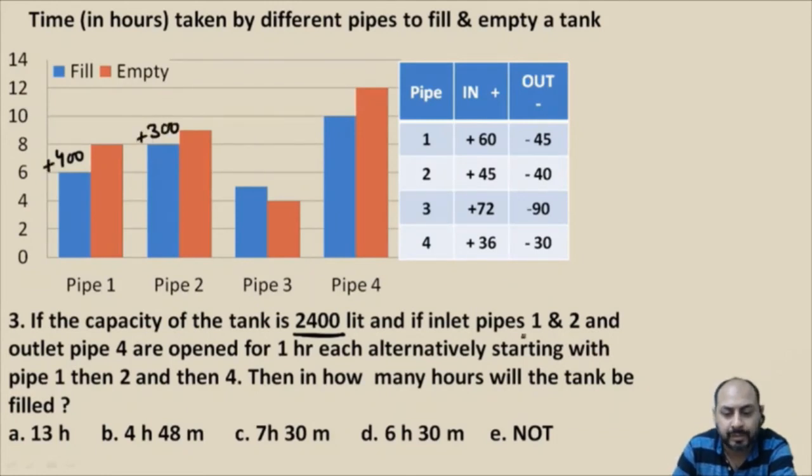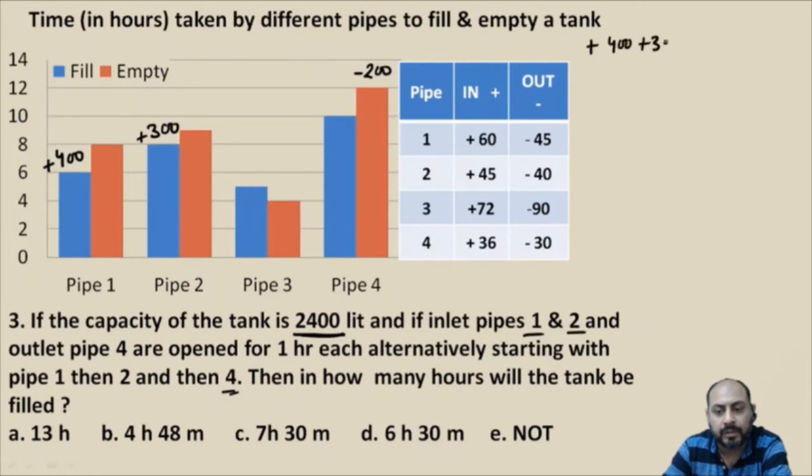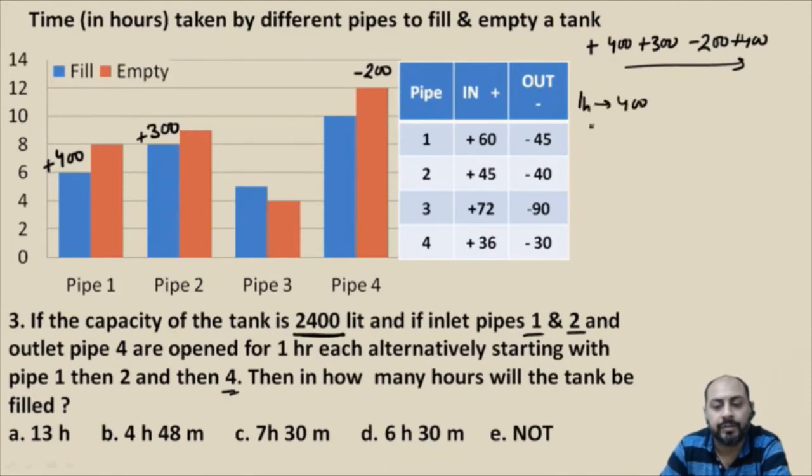And since we're using them as inlet pipes, they'll be adding quantity to the tank, whereas pipe number 4, acting as an outlet pipe, would be taking away 200 liters. So plus 400, plus 300, minus 200, plus 400. This is what the process is going to be like, right? So in the first hour you get 400 liters. In the second hour you get 700 liters. And at the end of the third hour you get 500 liters.